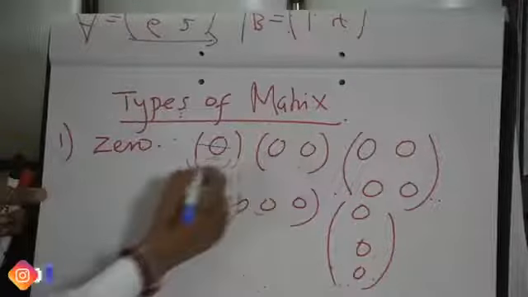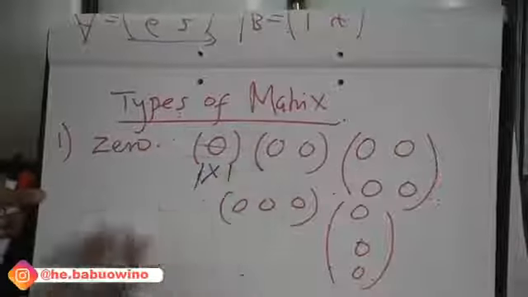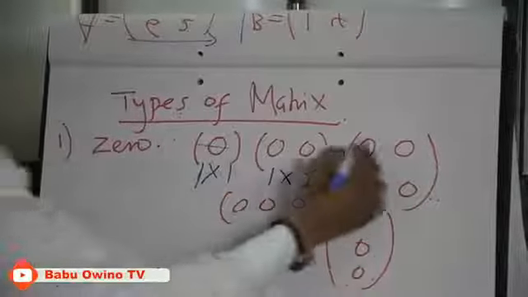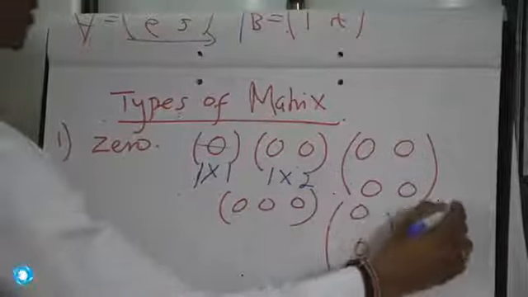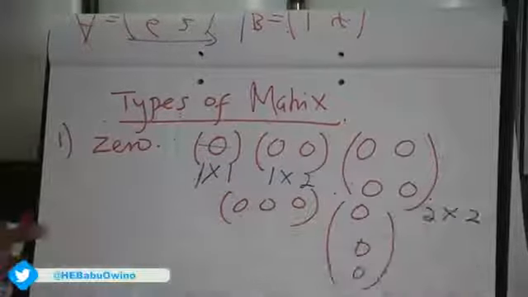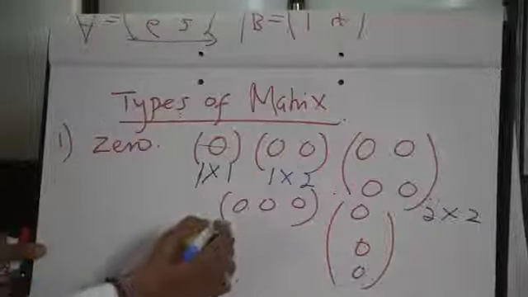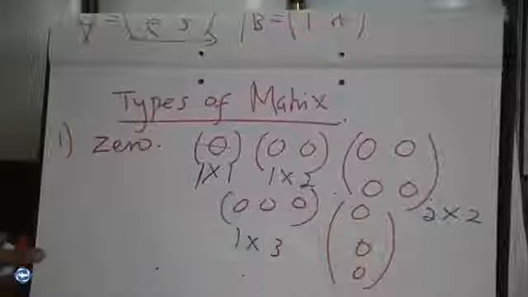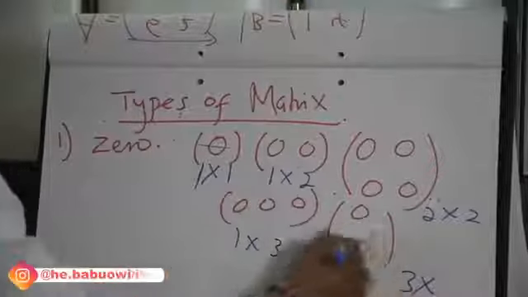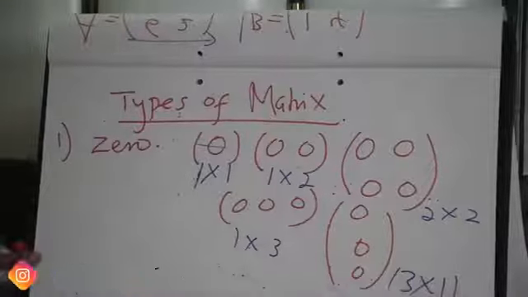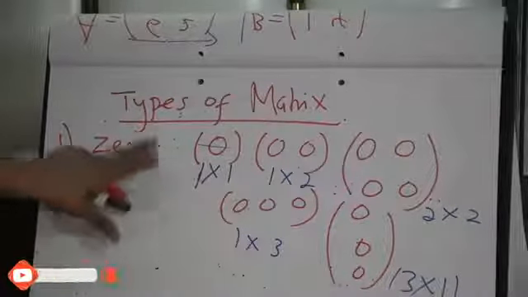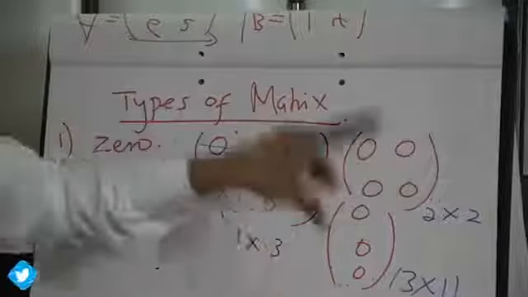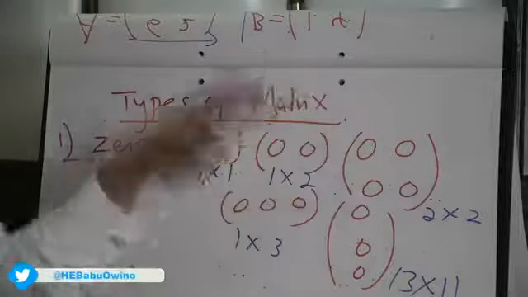So this is a 1 row by 1 column matrix. This is a 1 row by 2 columns matrix. This is a 2 rows by 2 columns matrix. Now, this is a 1 row by 3 columns, and this is a 3 rows by 1 column. Therefore, class, this matrix is called a zero matrix. A matrix where all the elements are 0 is called a zero matrix.